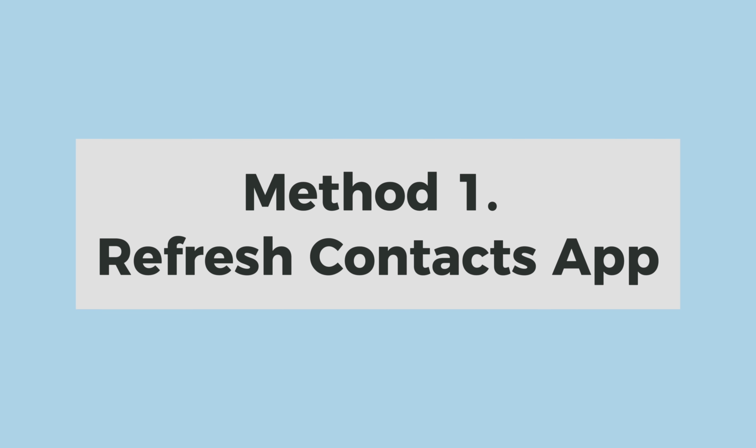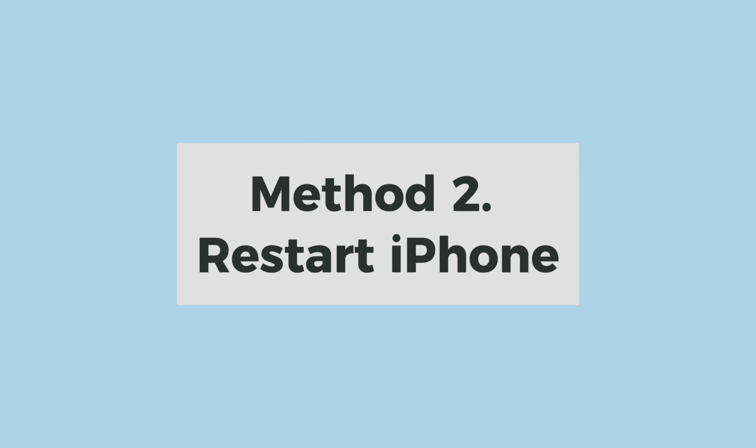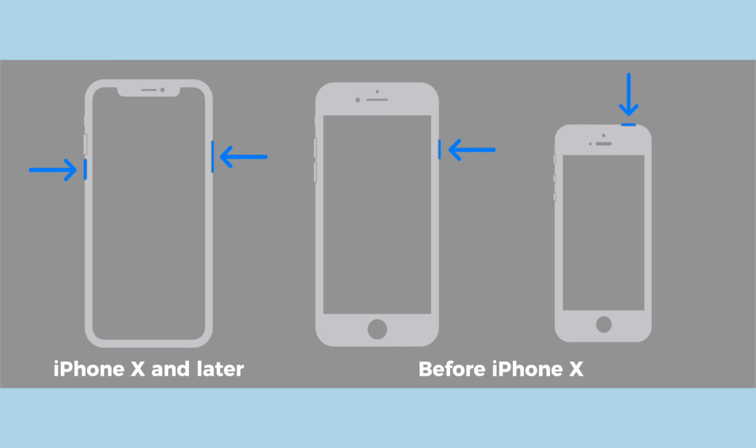First, try refreshing the Contacts app. Close the app completely, wait a few seconds, and open it again. Sometimes contacts are still there, but the app just fails to load properly. If refreshing doesn't work, restart your iPhone. A simple reboot can fix temporary system glitches that cause contacts to disappear.